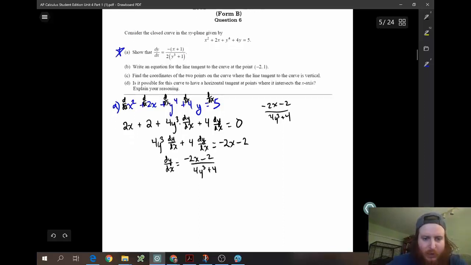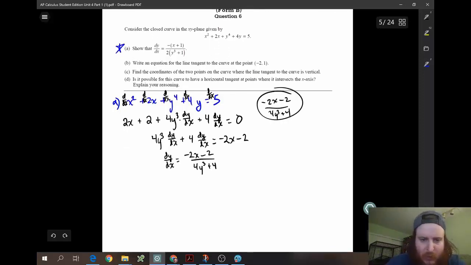Before I go on, I want to talk about how I knew that was what we'd end up with. Whatever does not have a dy/dx on the left side is going to switch to the other side and switch signs. So negative 2x, negative 2. And the terms with our dy/dx are going to become our denominators. So you can use that shortcut once you get comfortable with these and jump straight there. But make sure you're really comfortable getting the right answer every time.